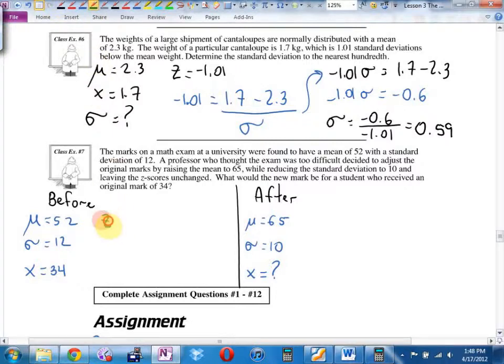to find the z-score before the prof adjusted things. It's going to be x minus mu all over standard deviation. The z-score is going to be 34 minus 52 all over 12. What was this kid's original z-score? It's going to be negative, I can see that much. Negative 1.5 even? Yeah. Okay.